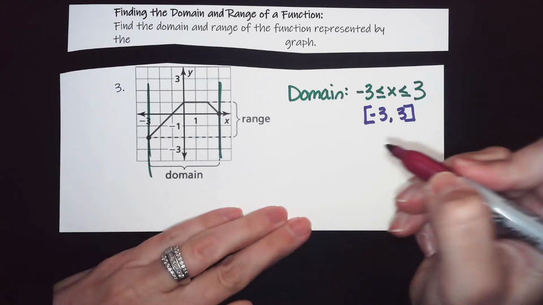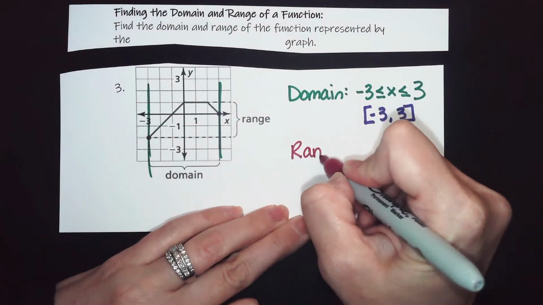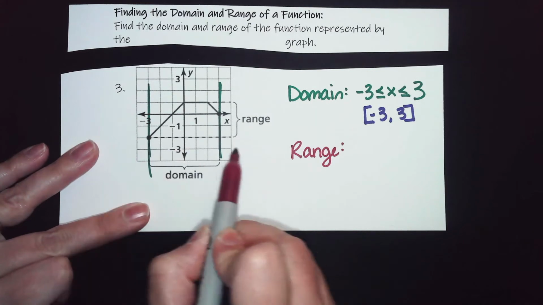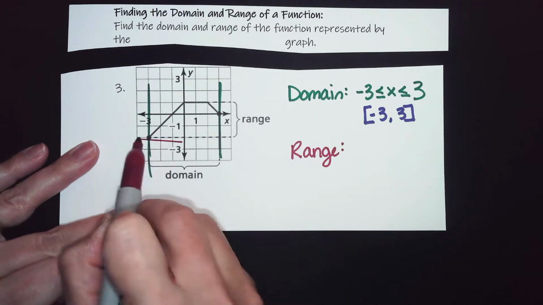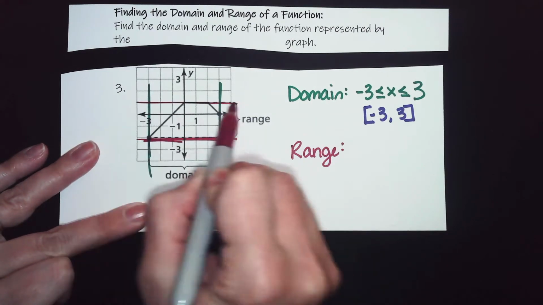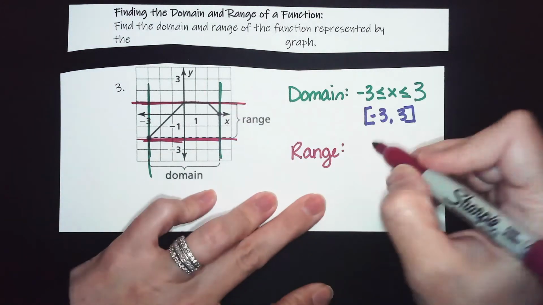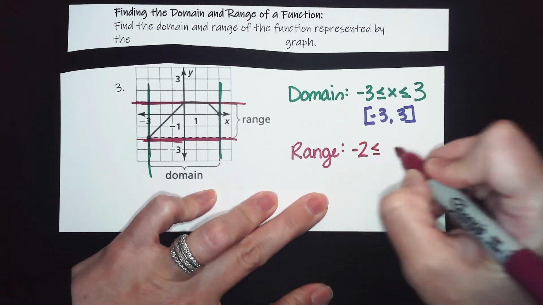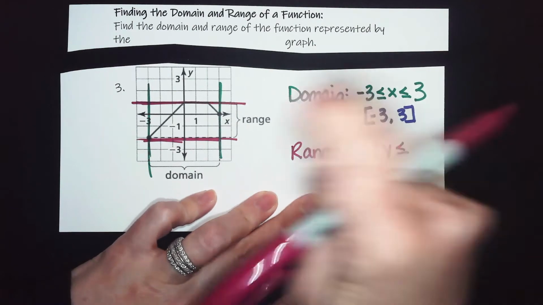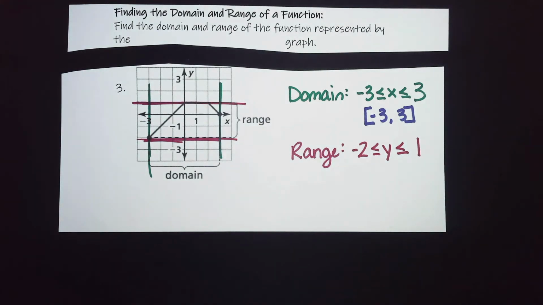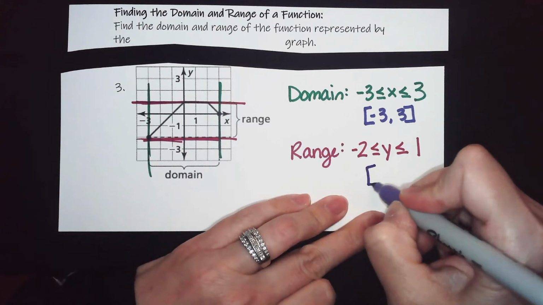Okay, now the range. That's the y values. It's from how low does it go. Okay, so it goes all the way down here and it stops up there. So it goes down to -2, so that's less than or equal to y, which will be less than or equal to, and it goes up to 1. Okay, so that's how Big Ideas wants it. In interval notation, it would be -2 to 1.